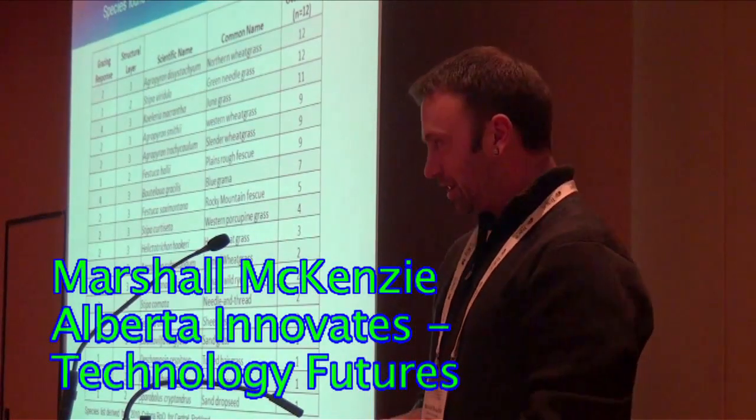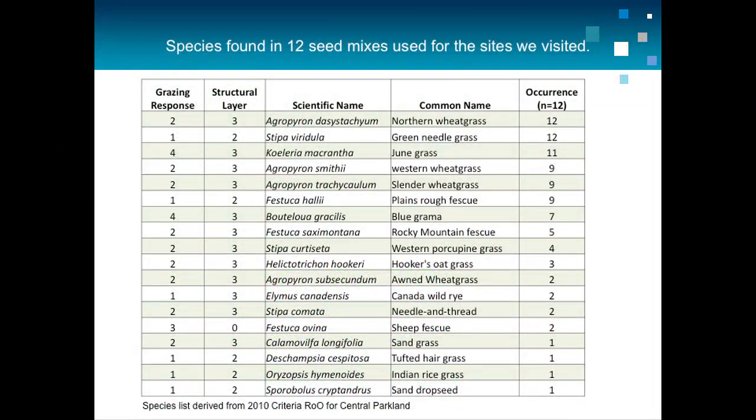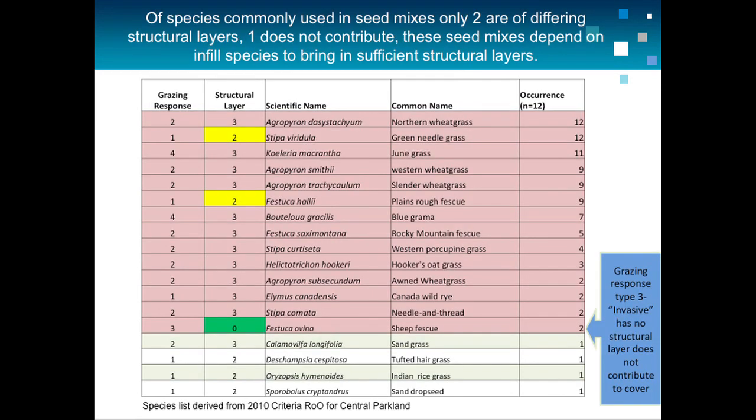Thank you, Jay. Okay, so let's talk about seeded species. This table is an amalgamation of all the seed mixes that were used on the sites that we visited. As you can see, there are a few species that are used by and large the most for seed mixes in Alberta. Same list, just our pink coloring annotates the ones that are used most frequently. Anything below those would be special use or special ecosite.